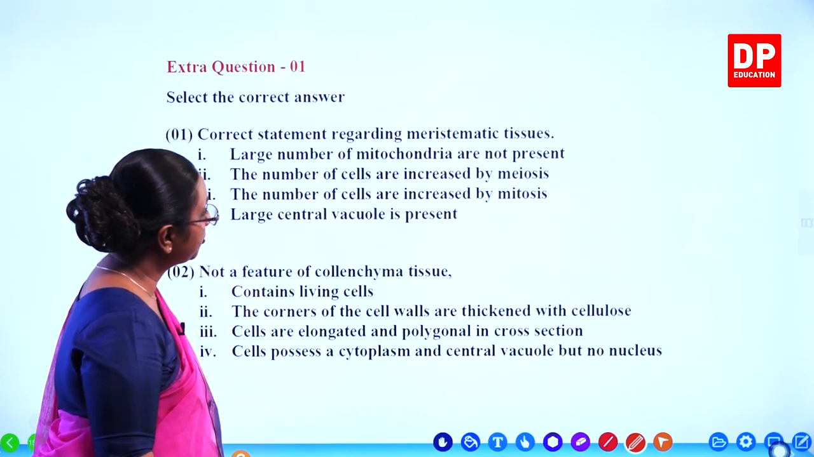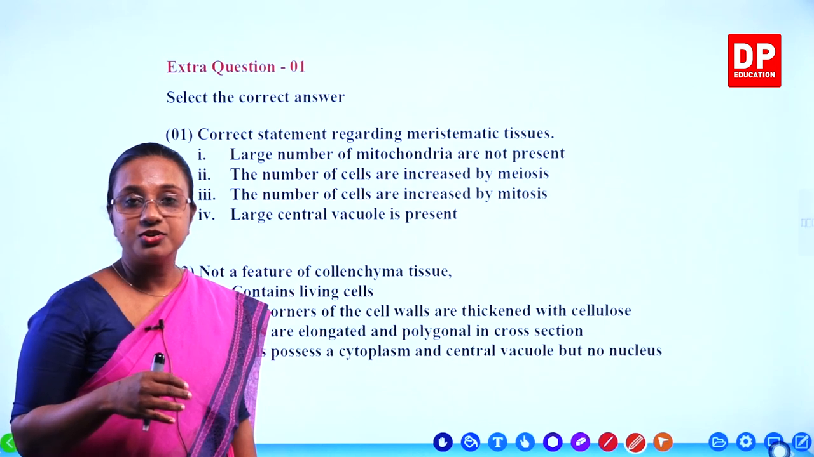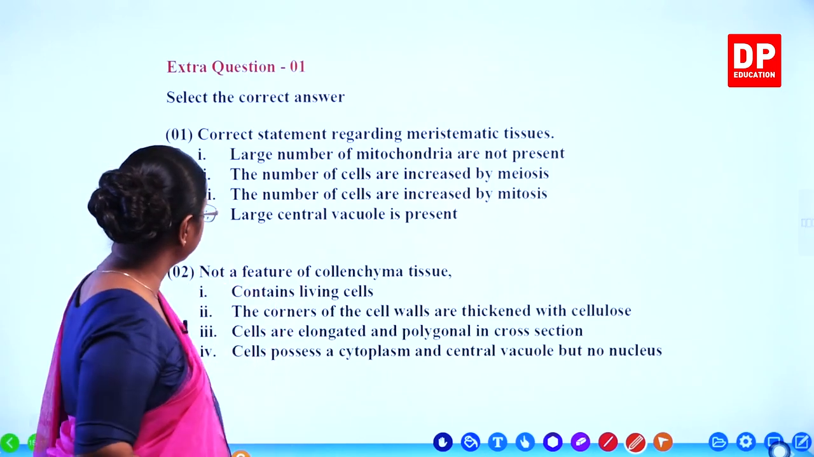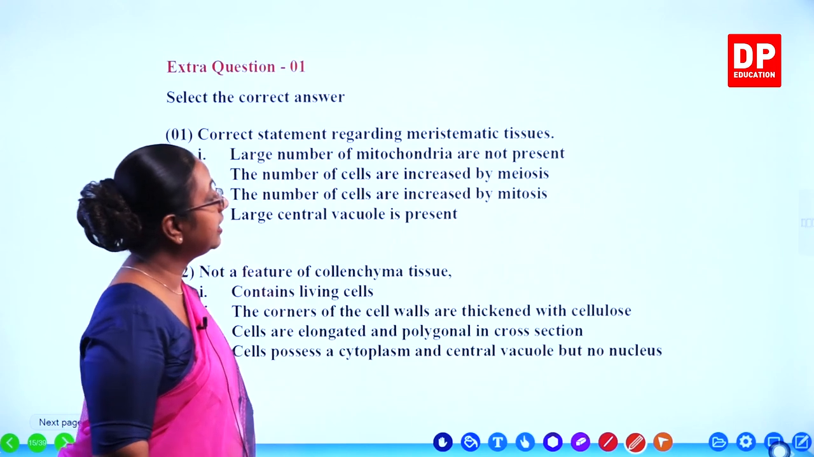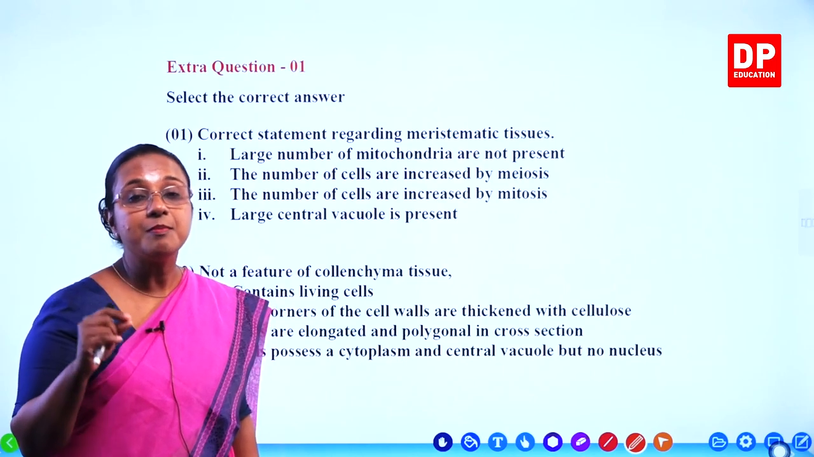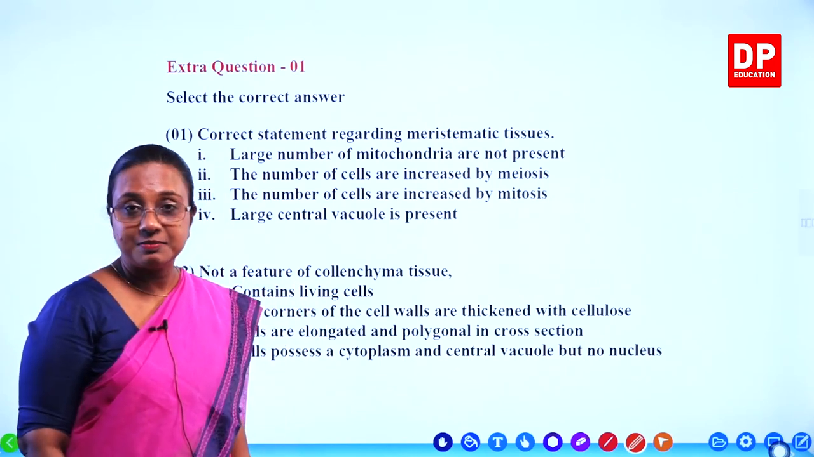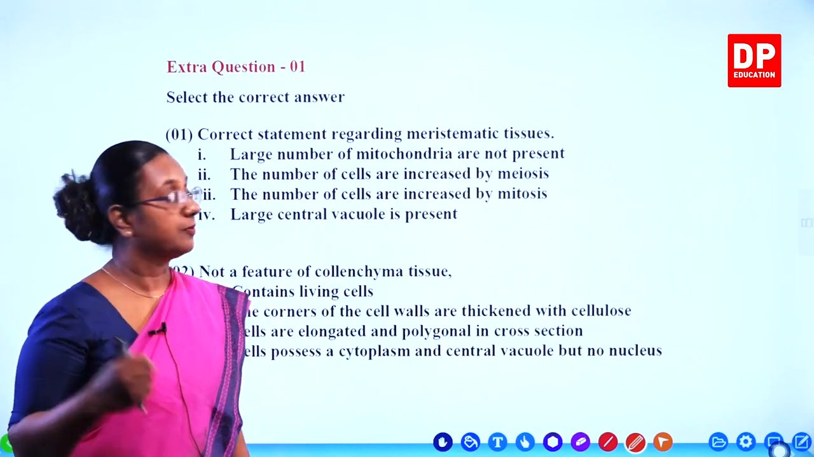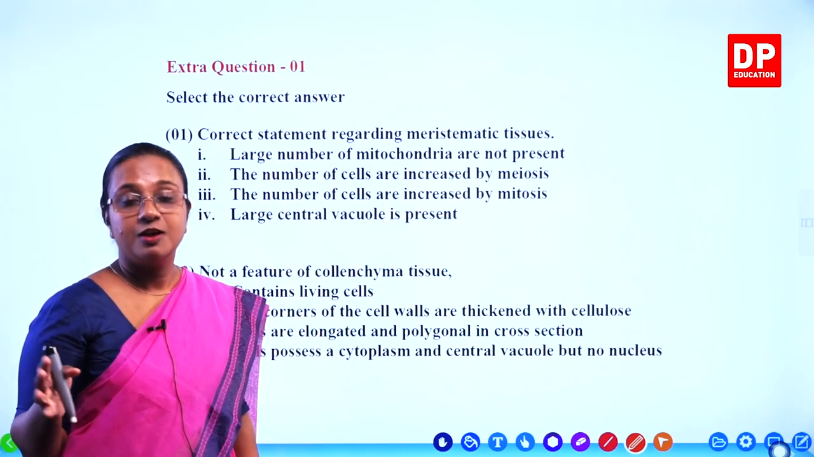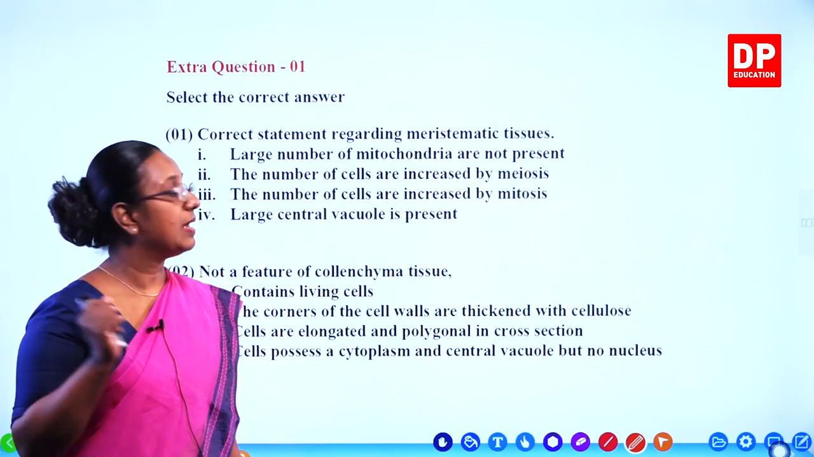Large number of mitochondria are not present. That is wrong. There are a large number of mitochondria. Why? Because the cells divide all the time and they need a lot of energy. The number of cells are increased by meiosis. You all know the two types of cell division. In meiosis, the number of chromosomes become half. So that cannot take place in meristematic tissue where there is growth. The number of cells are increased by mitosis. That is correct. From a diploid cell, you will get a diploid cell. The number of chromosomes are maintained.